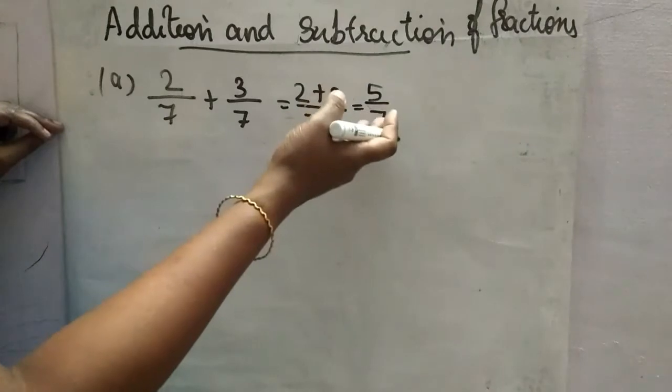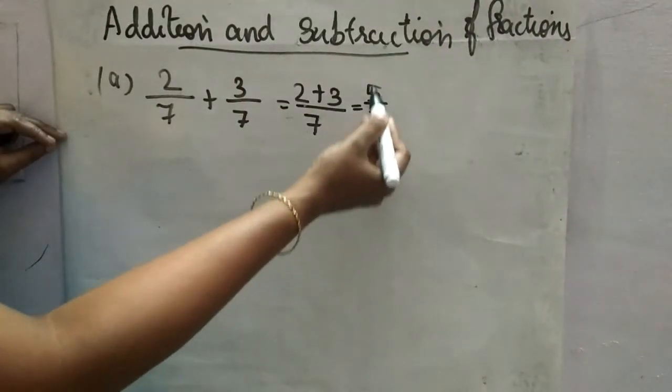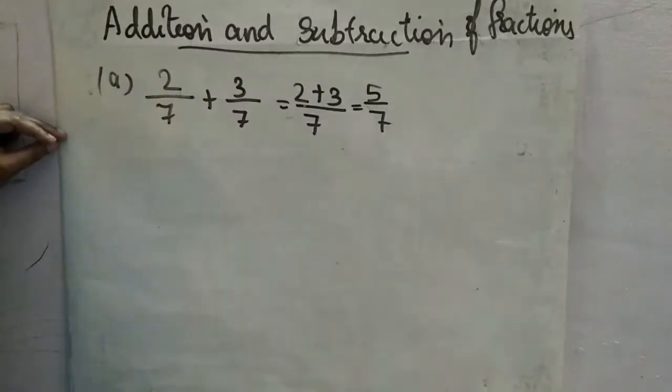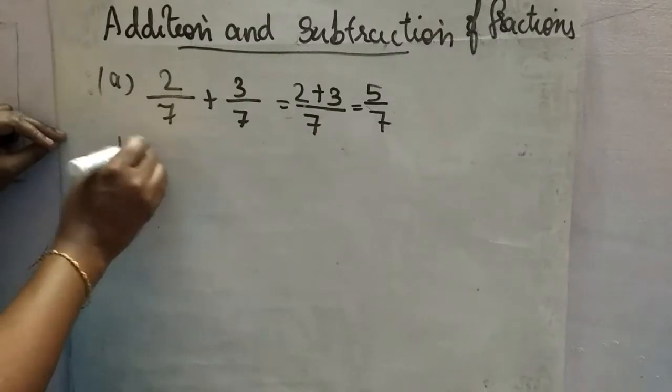If you want to simplify this number, you can simplify. Now, here there is no simplification. It is a proper fraction, so write this. And it is in the lowest term. Then next question.